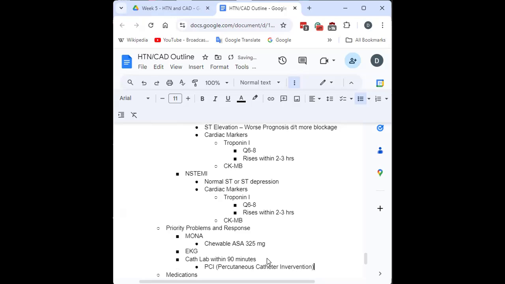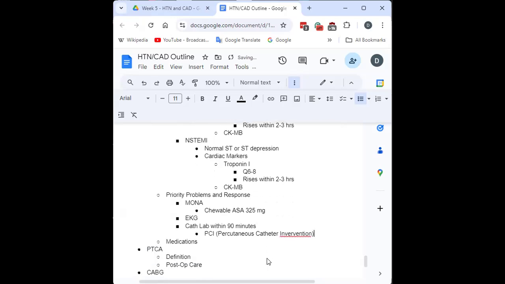You don't really see it in STEMI. I don't think I've ever seen someone go to cath lab specifically just for STEMI or N-STEMI. They might be placed on the heparin drip at that point. I've seen some patients with N-STEMI placed on heparin drips, but that's very case dependent. It's more common for your STEMI.